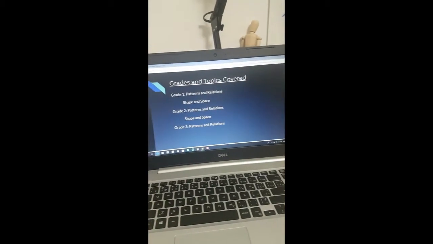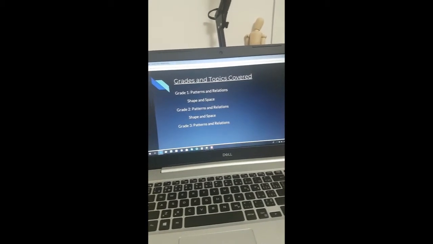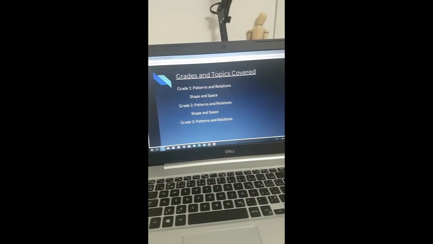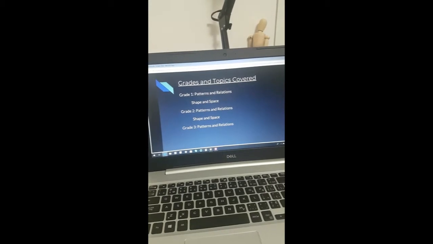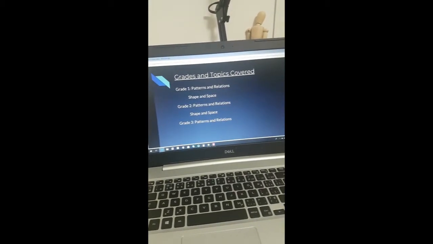So the grades and topics I covered in my resource kit are Grade 1, Patterns and Relations, Grade 1, Shape and Space, Grade 2, Patterns and Relations, Grade 2, Shape and Space, and Grade 3, Patterns and Relations. And all of these came from outcomes in the Saskatchewan curriculum.